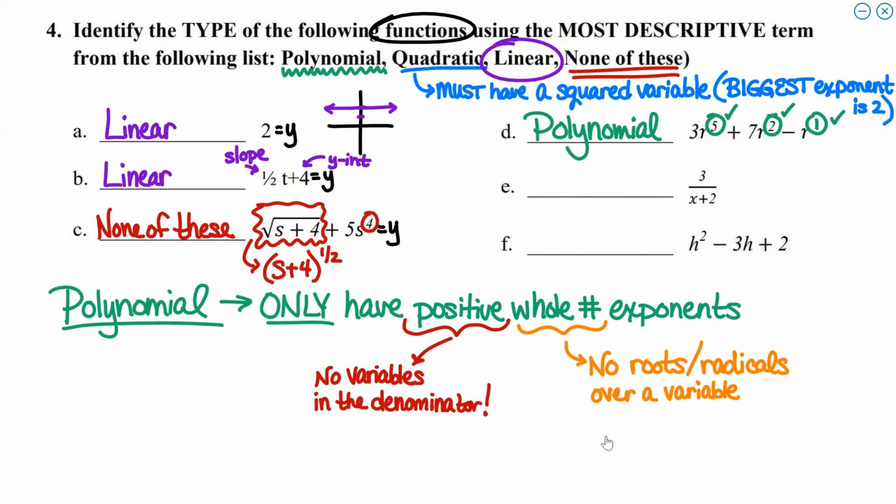All right, let's look at E. What do we think about E? It is not a polynomial. Why not? What piece is breaking it? Variable in the denominator. So none of these. And our last one, part F, that one is quadratic. The biggest exponent is a 2.